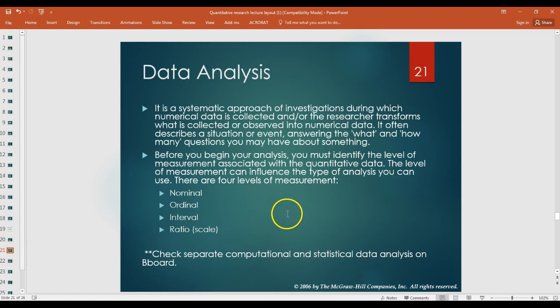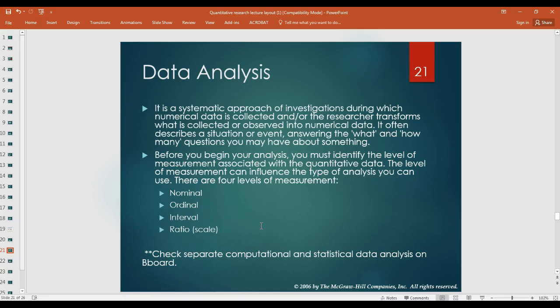Now the data analysis. As I said earlier, it's a completely separate chapter in your book, and that's what you needed to read for this week. And there's a completely different PowerPoint lecture that I'm going to add under this week's reading and lecture.